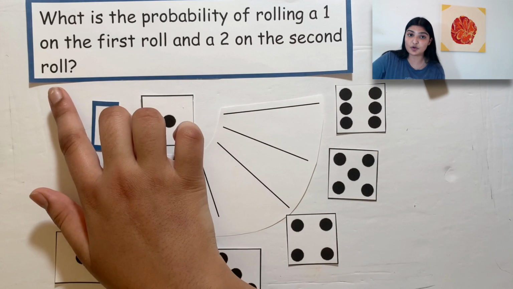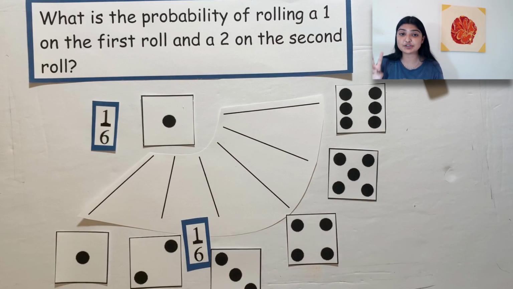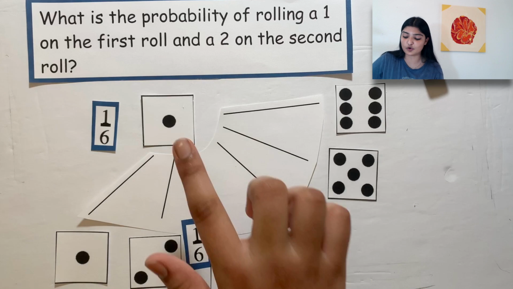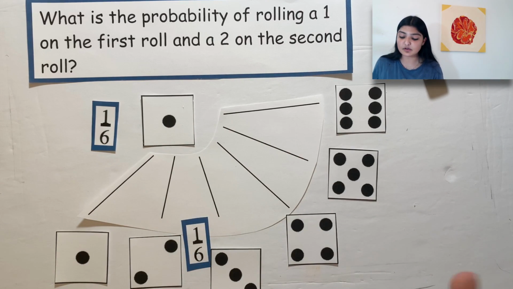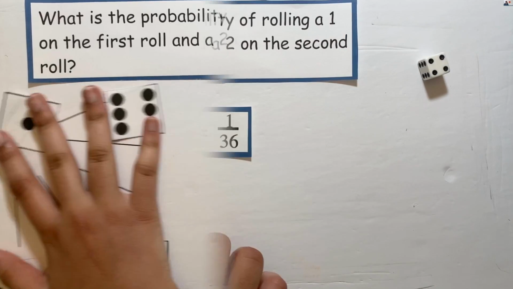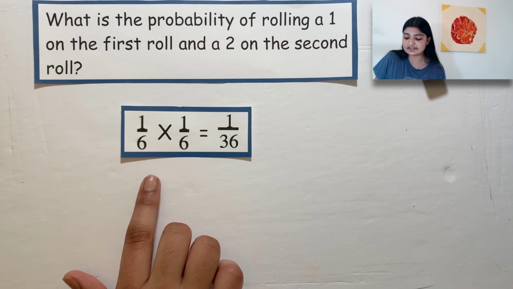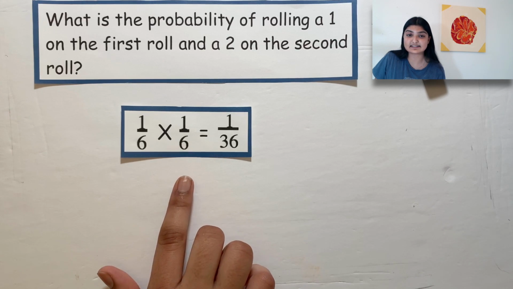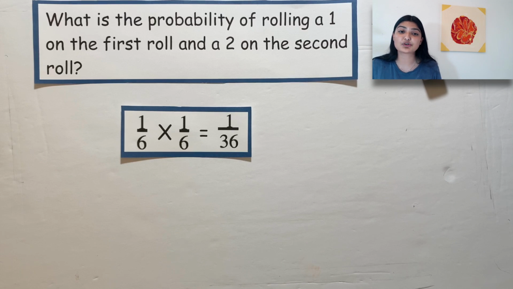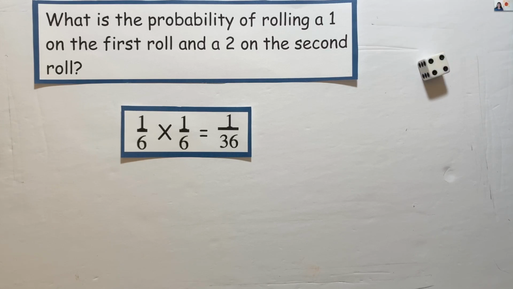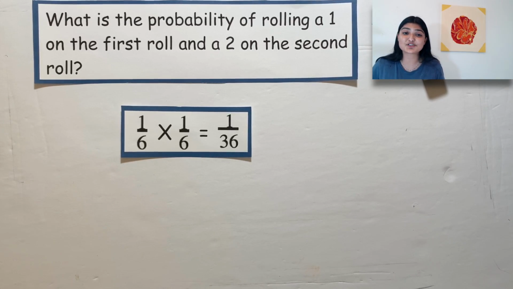Since this question is asking for the probability of rolling a 1 on the first roll and a 2 on the second roll, and I found my two individual probabilities of rolling a 1 and then a 2, I can simply multiply these two probabilities to get my answer. By multiplying 1/6 times 1/6, I get a total of 1 over 36, which are my chances of rolling a 1 on the first roll and a 2 on the second roll. Take a dice and try it for yourself.